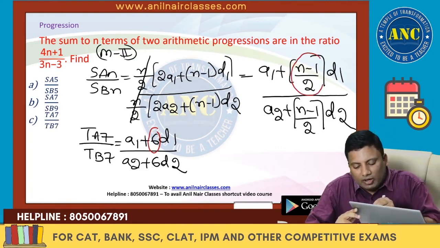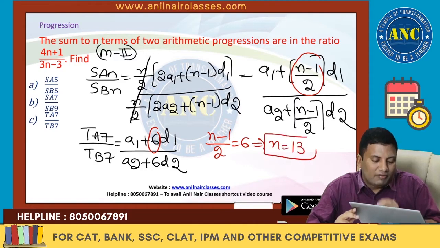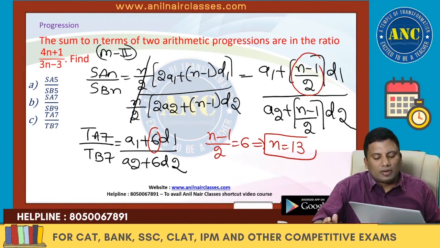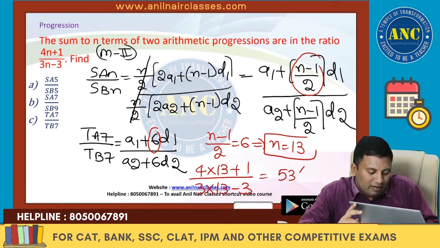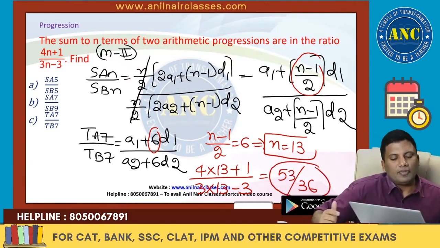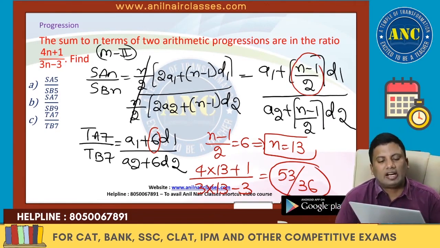If you observe closely, I want A1 plus 6D1. So n minus 1 by 2 is 6, which means n is 13. Wherever n is there, substitute 13 and you will get the answer. 4 into 13 plus 1 divided by 3 into 13 minus 3. So it is 53 by 36. I hope the two methods are clear to you.